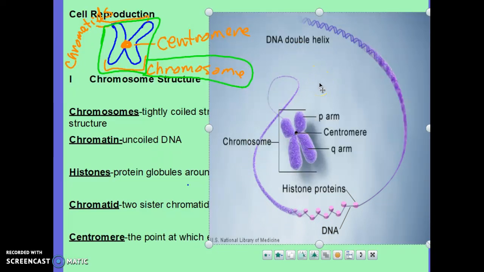It codes for all of the traits in our whole body. It tells your body what proteins to make, your hair color, whether it's curly or straight, what pigments you have in your eyes, and so on. 46 of these is a lot of DNA to have in one cell, so it's important for us to keep our DNA neat and tidy. In our cells, that DNA is tightly coiled around globular proteins called histone proteins. The DNA winds around here, and then continues to wind up until it makes this nice, neat little structure.